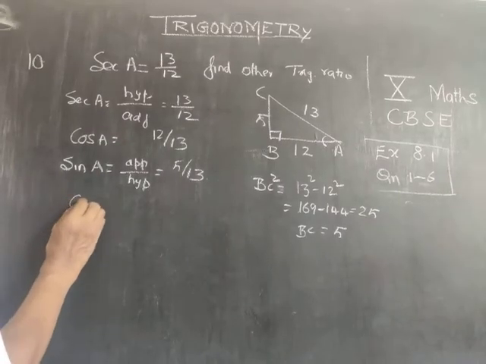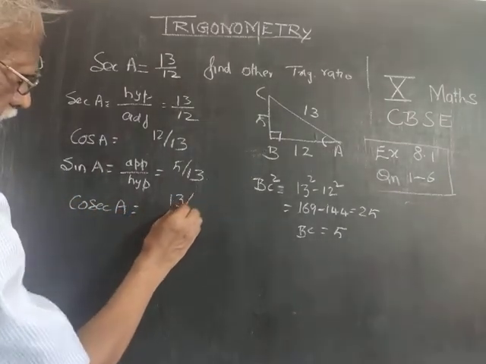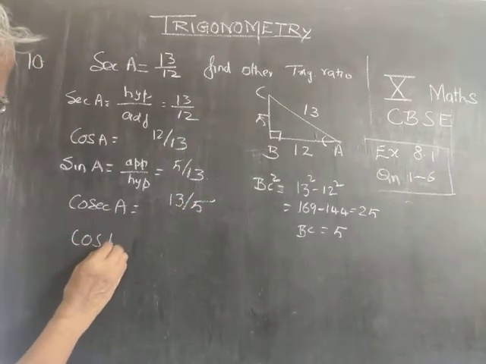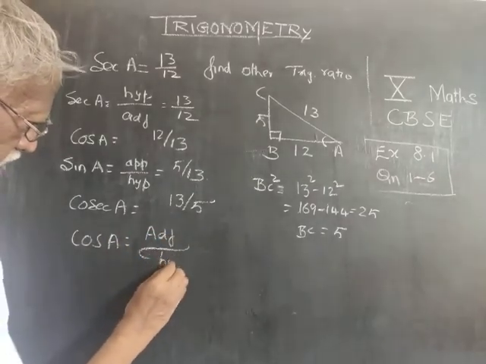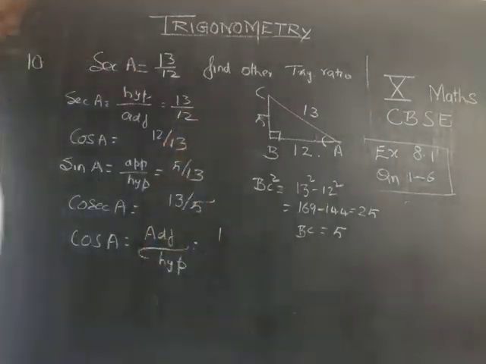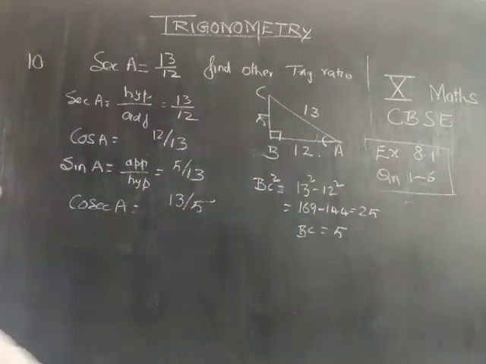Sin A reciprocal is cosecant A. So that means it is the reciprocal of this, 13 by 5. What is cos A then? Cos A is adjacent by hypotenuse. What is the adjacent side to A? So 12. I have already done the cos A. Again, why should I do it? Now I have to go for tan A.